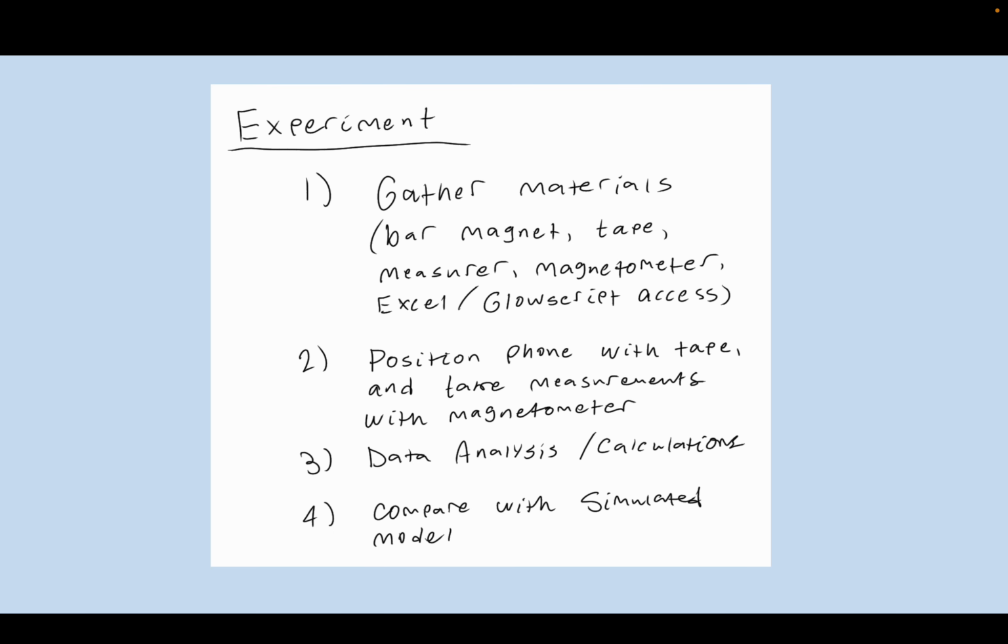So the experiment had a lot of tiny steps, but they can be categorized into four main ideas. The first was gathering the materials, which included the bar magnet, tape measure, the magnetometer, Scotch tape, and access to Excel and GlowScript for the later part of the lab. The second main thing was to position the foam with tape, take the measurements with the magnetometer, and take each measurement 3 times to take averages so that we could plug this into Excel and find our values. The third step was the data analysis and calculations through GlowScript and Excel. And the fourth step was comparing the simulated model with our actual results and answering the questions.